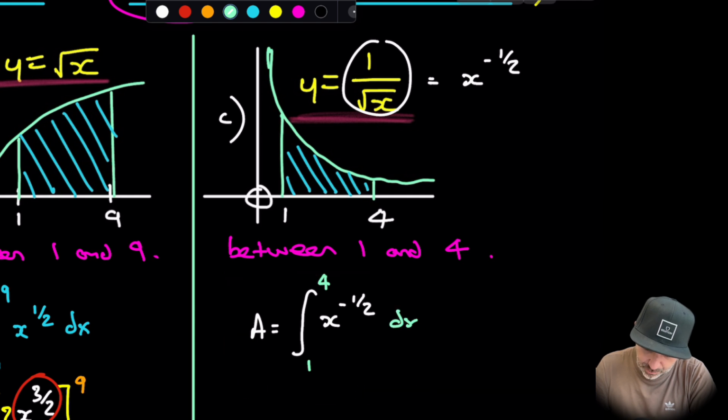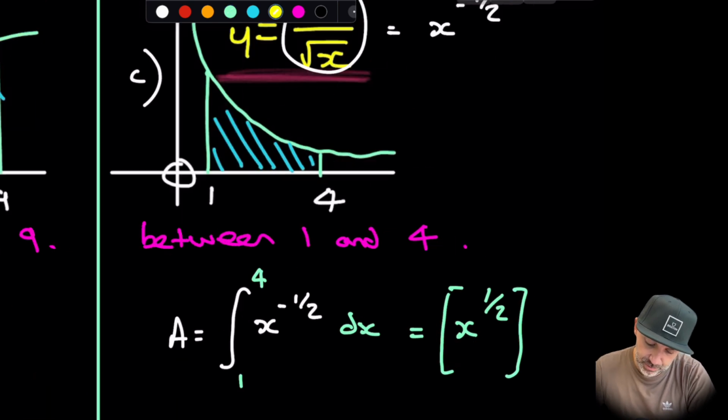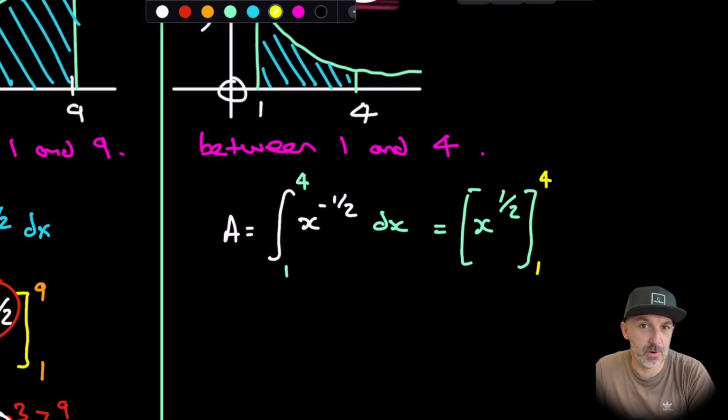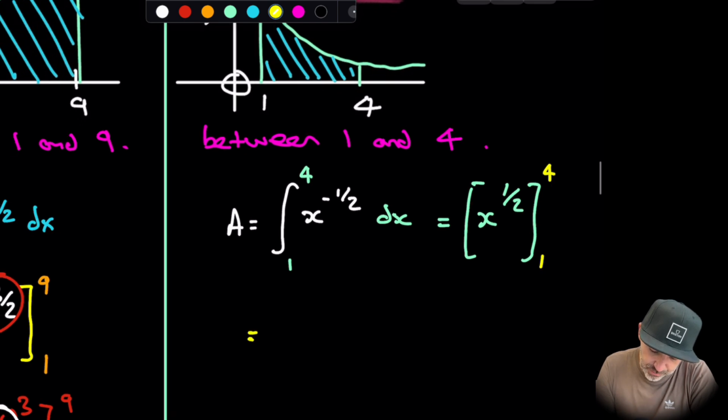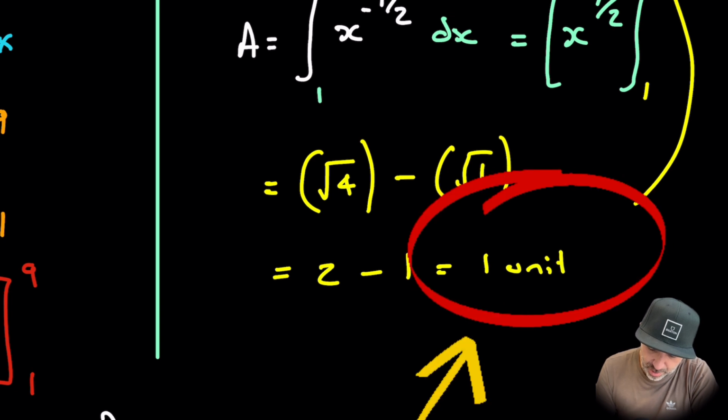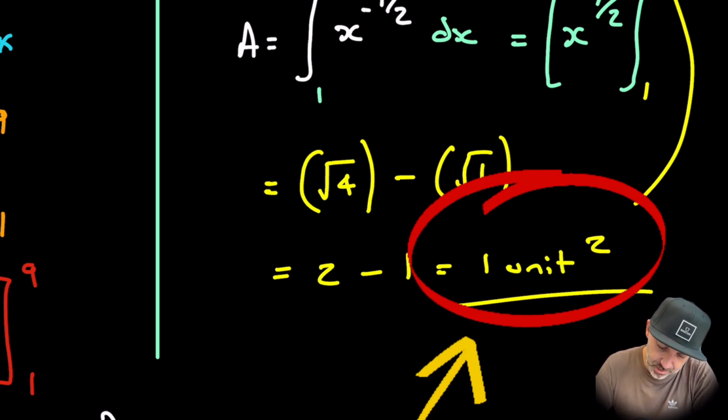And when we add 1 to the power, we will get x to the half, which is actually the square root of x. Don't forget your square brackets and your limits, which are 4 and 1. Now, we know that the square root of something is also known as to the power of a half. So this is basically saying the square root of 4 minus the square root of 1, which is going to be 2 subtract 1 equals 1 unit squared for area.